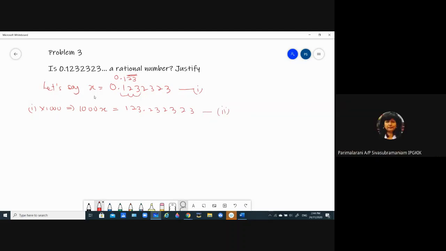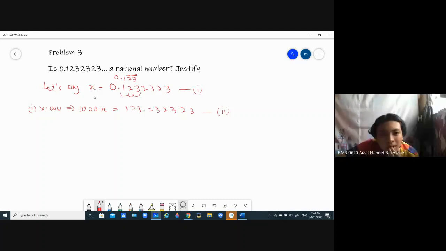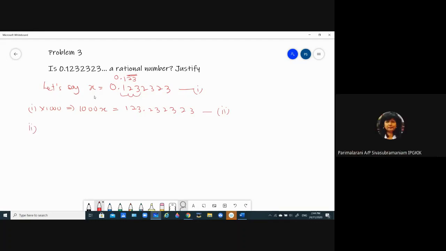Now what do we do? Can we minus this? Okay, say we minus this. So equation 2 minus equation 1. Let's see what we get. So we have 1000x minus x equals 123.232323 minus 0.123323. Can we minus this?